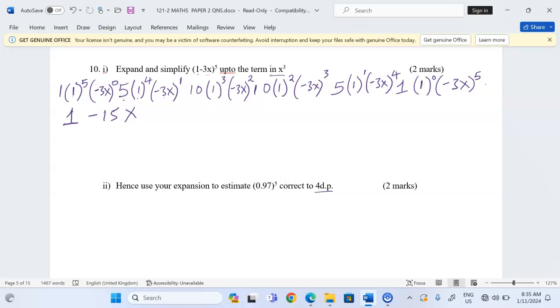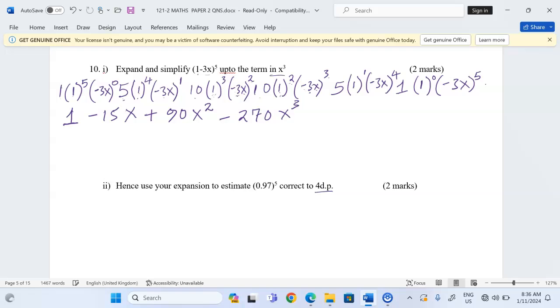In the next, 1 to power 3 becomes 1, and negative 3x to power 2 becomes 9x squared. Therefore, we have 10 times 1 times 9 times x squared, so this is 90, but now positive, 90x^2. And finally, we have 10 times 1 to power 2, making it 1, and negative 3x to power 3 becomes negative 27x^3. Therefore, it will be negative 270 when we multiply by 10, and x takes power 3.